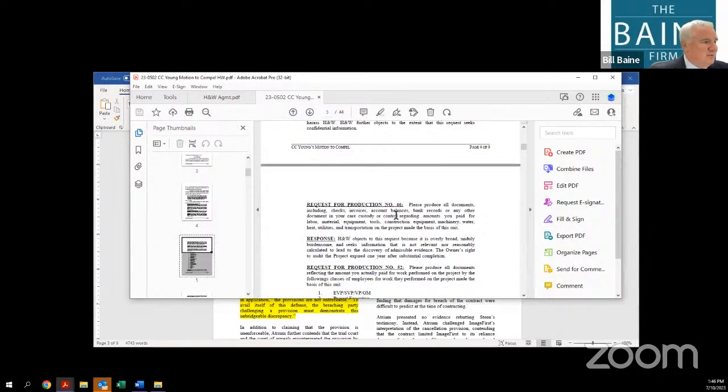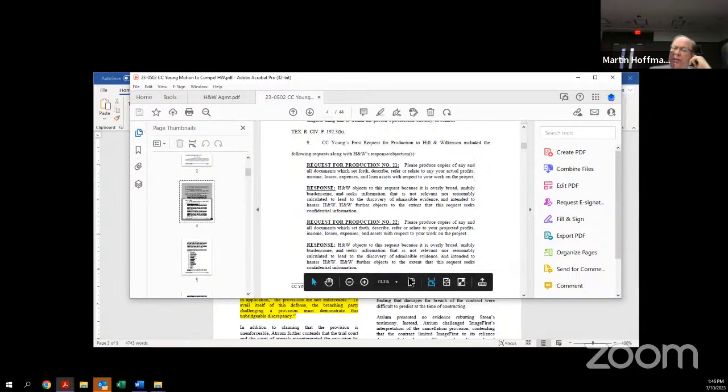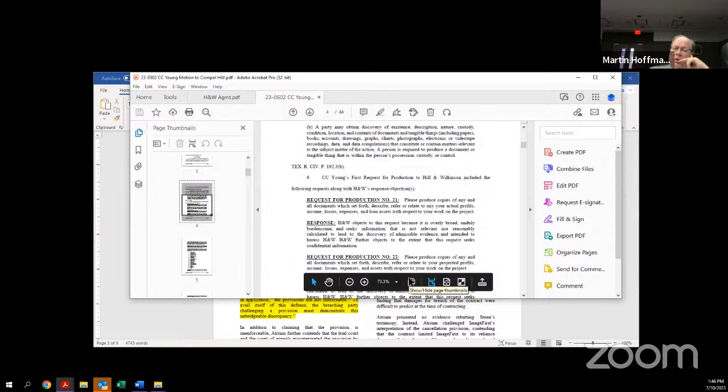And then we asked for number 46, which is the documents supporting their actual expenses, checks, invoices, bank records, or any document regarding the amounts you paid. And we limited it to this project. Let's do this. Let's break this down request by request as opposed to going through all of them at once. So let's go back to the last two requests. Let me hear the response to that, why you guys feel that's overly broad.